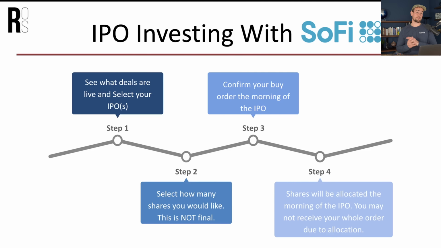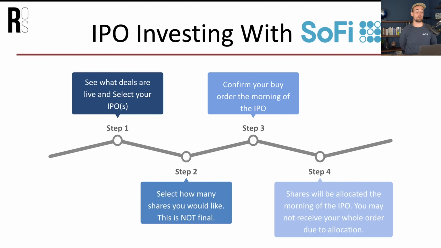So here's the process for IPO investing with SoFi. Step number one, you're going to see what deals are live, and then if any of them interest you, you're going to select your IPOs. Step number two, you're going to select how many shares you would like, but understand this is not final and it's not guaranteed. You're pretty much saying, hey, if the opportunity becomes available for me to invest, this is how many I would like to purchase.